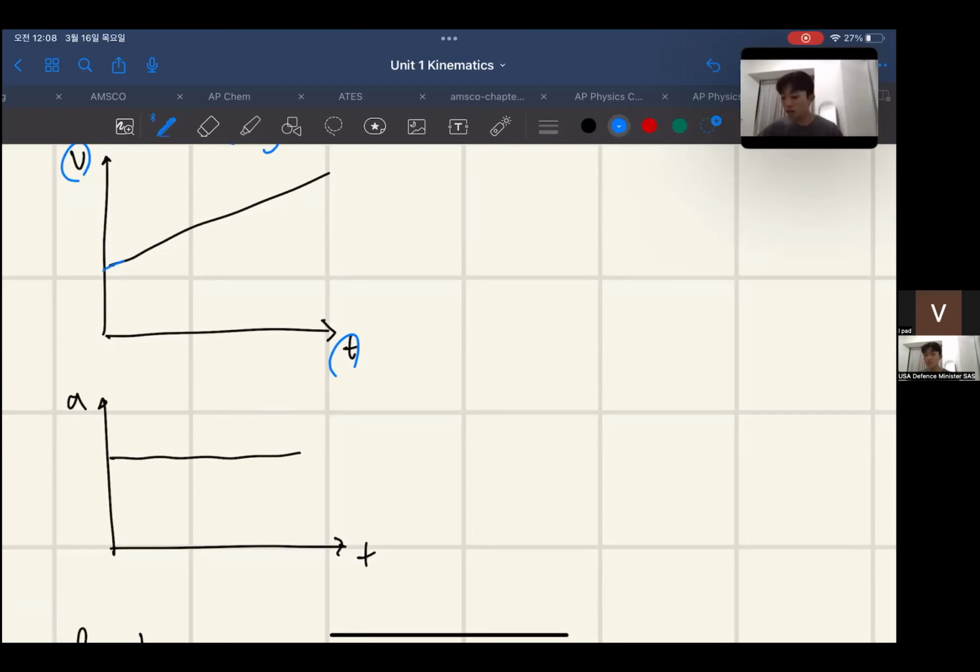The velocity is positive, meaning that the object's ability to change its position is positive. Thus, the object is changing its position towards the positive direction. So obviously, the object would be moving towards a positive direction. Thus, its position would be increasing.